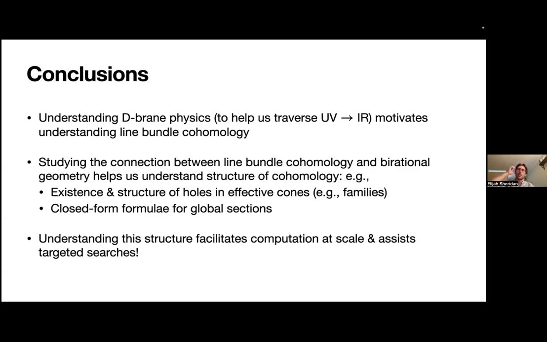And we also were able to come up with methods for constructing closed form expressions for global sections just using computable birational data. And the more we understand the structure, the better that we can do computations at scale, string pheno at scale, and also do targeted searches for particular phenomenology that we're interested in. Thank you so much.